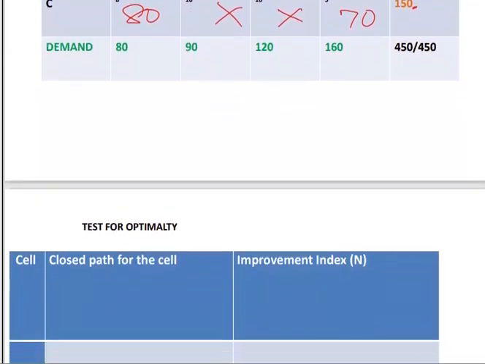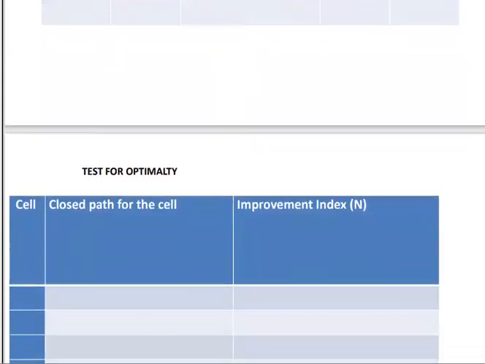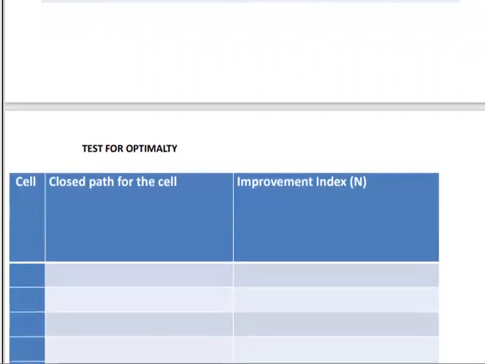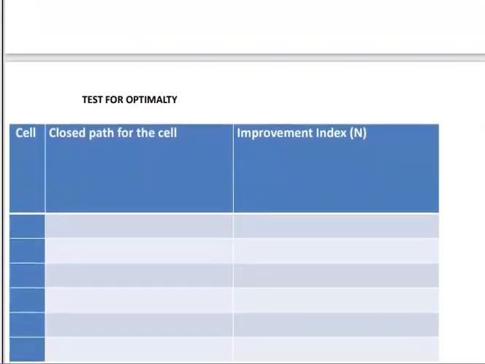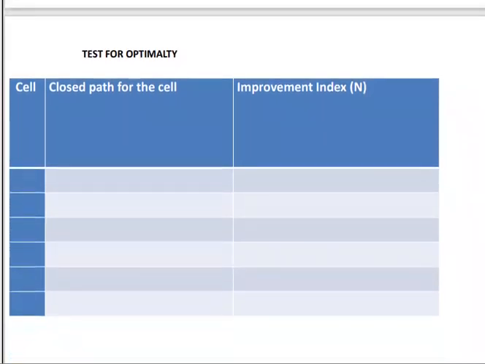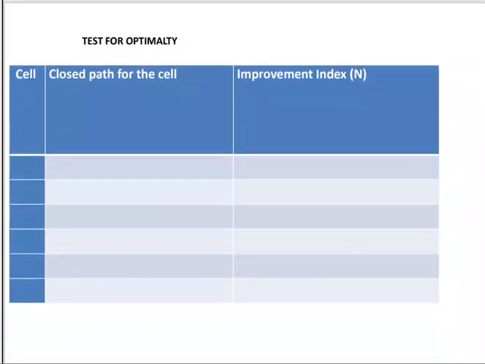So what are the unused cells that we have now? What are the new unused cells? Call the unused cells for me, the new unused cells that we have. Sorry, let's go back.